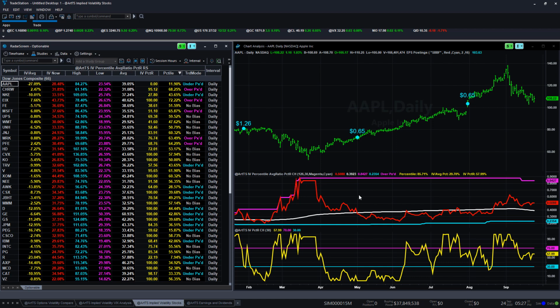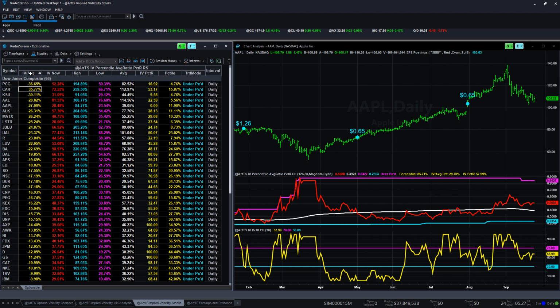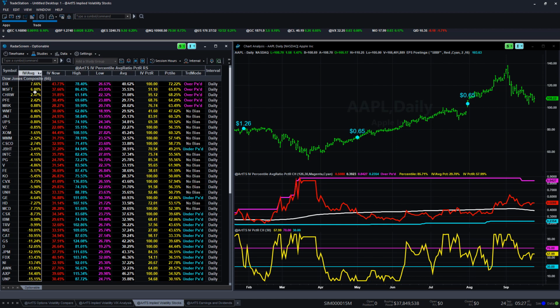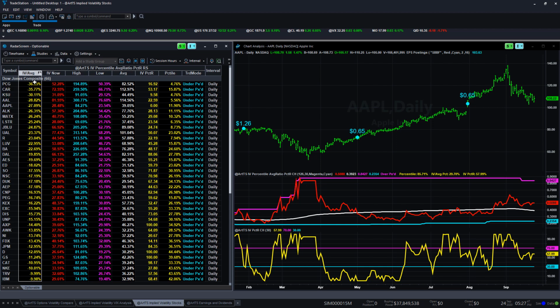And then all of those concepts for this indicator are available in Radar Screen. So this indicator in the chart is the same indicator here in Radar Screen. It shows you the ratio between the average and the implied volatility, and I can sort on that to see which stocks are the farthest excursion, either above or below the average. When I do that, you can see the underpriced and overpriced values. So a lot of these are underpriced right now.